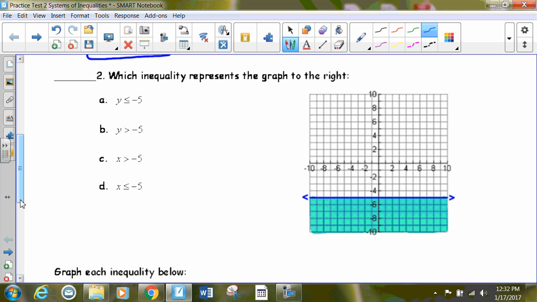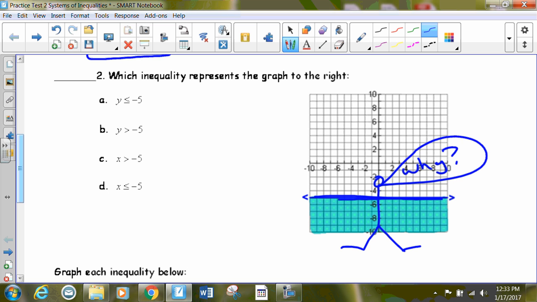Which inequality represents the graph to the right? Remember when someone gets frustrated with you and says, why did you do that? Imagine their hands going out straight to the side. That's what we have here. We have a line that's horizontal going straight out. If we want to make it into a person, a really frustrated person saying, why? Okay.